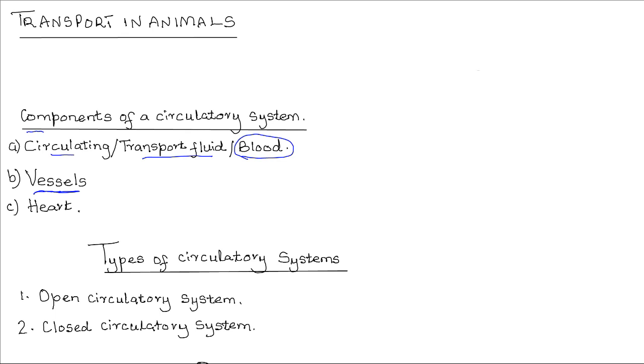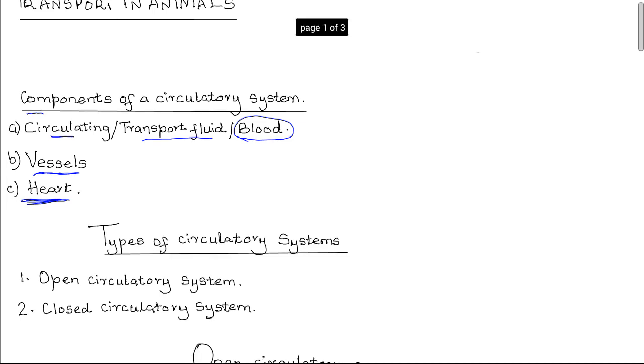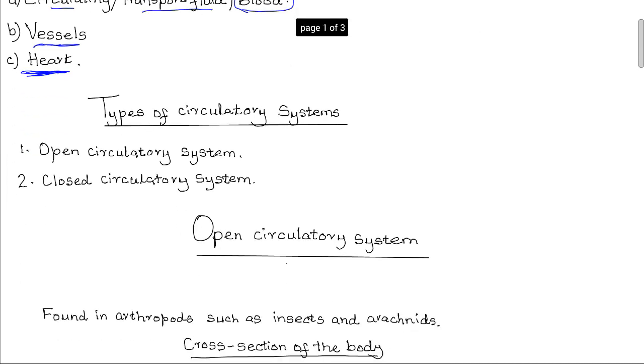And then the third and very important component is the heart. The heart is a pumping structure or organ that produces the force which pushes the circulating fluid through the circulatory system. Now, there are basically two types of circulatory systems in the animal kingdom, namely, the open circulatory system and the closed circulatory system.